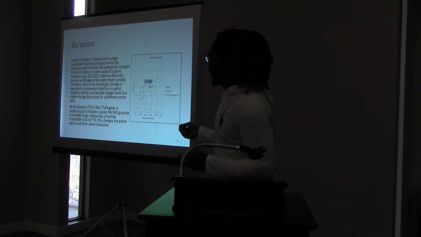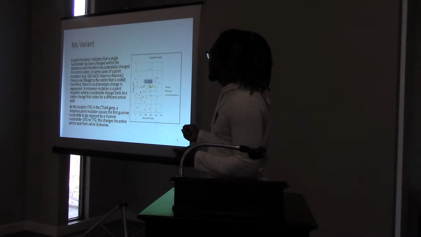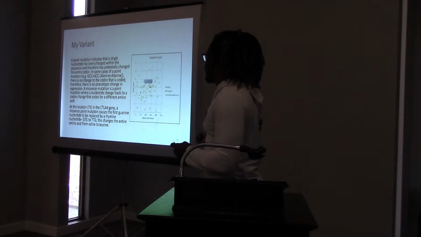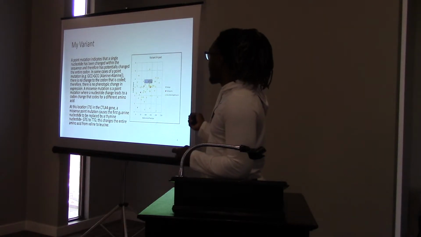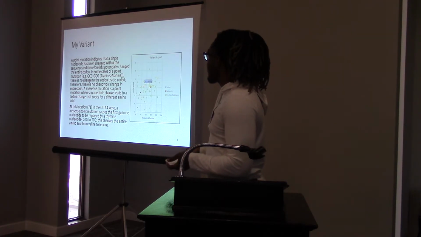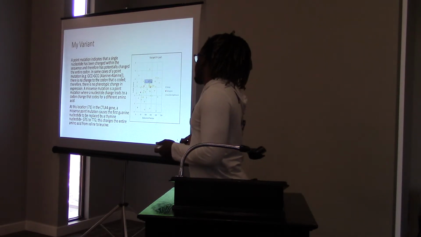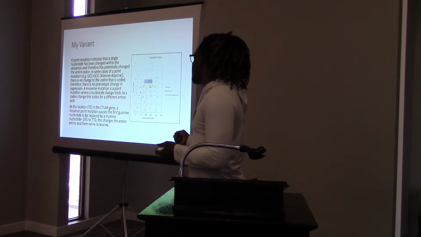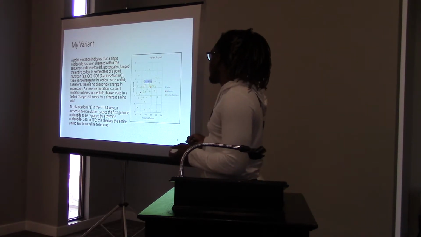So my variant, a point mutation, indicates that a single nucleotide has been changed within a sequence and therefore potentially changed the entire codon. In some cases of a point mutation, like GCC to GCG, that's alanine to alanine. There's no change in the codon that is coded, therefore there's no phenotypic change in expression. A missense mutation is a point mutation where a nucleotide change leads to a codon change that codes for a different amino acid.